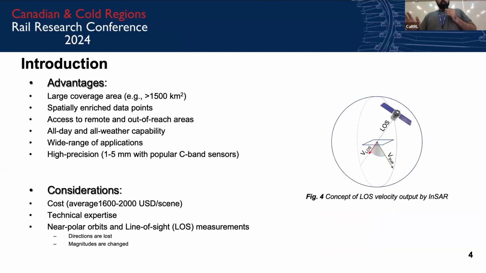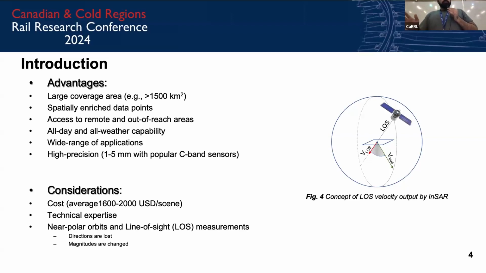InSAR is a reliable option when it comes to monitoring on a regional scale because of its large coverage area and also the phenomenal density of targets that it can pick up compared to point-wise, in-situ instrumentations that we typically have in geotechnical engineering. Also, it is very good for looking at remote areas, and is much less susceptible to meteorological phenomena compared to its alternatives that work in the visual range of the electromagnetic spectrum. It also has a precision of up to 5 millimeters, which is acceptable for most applications.